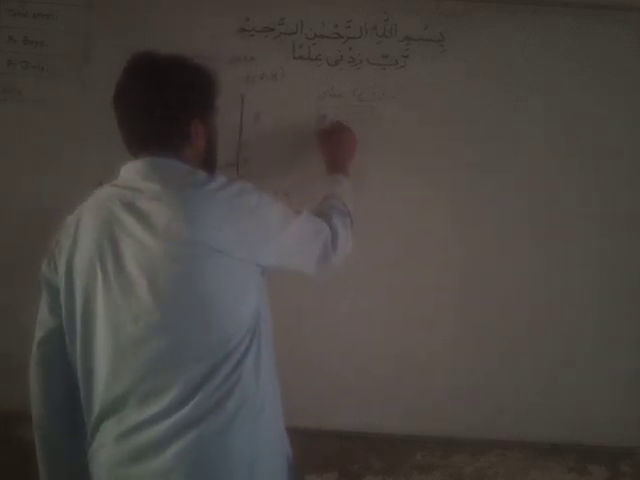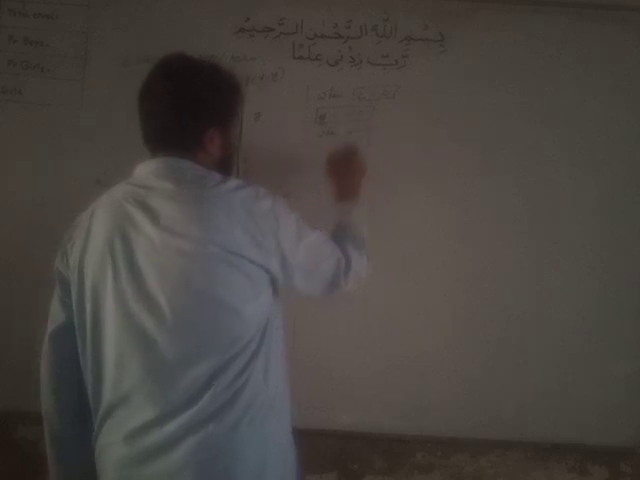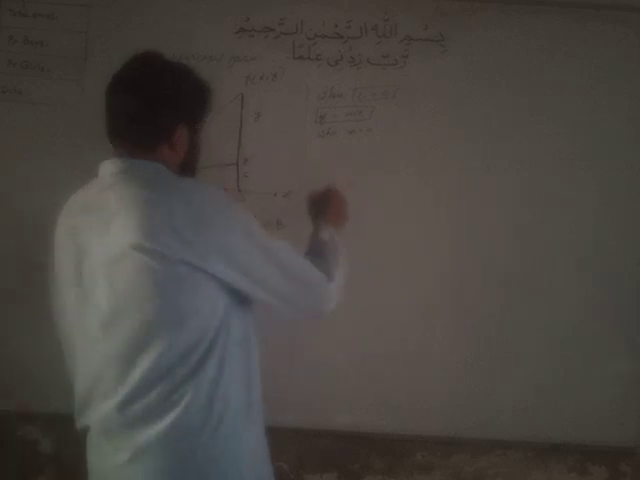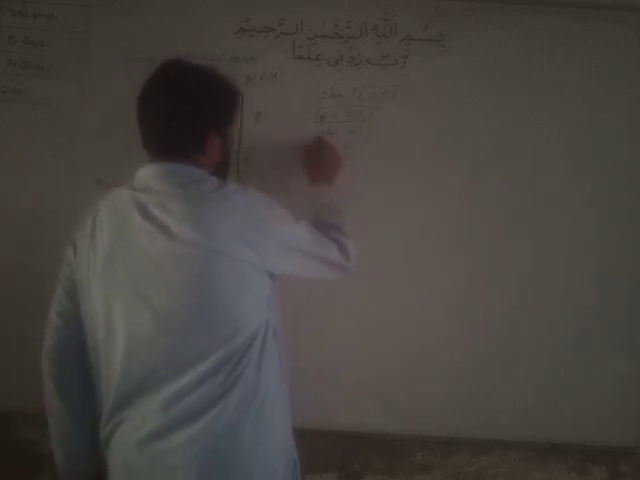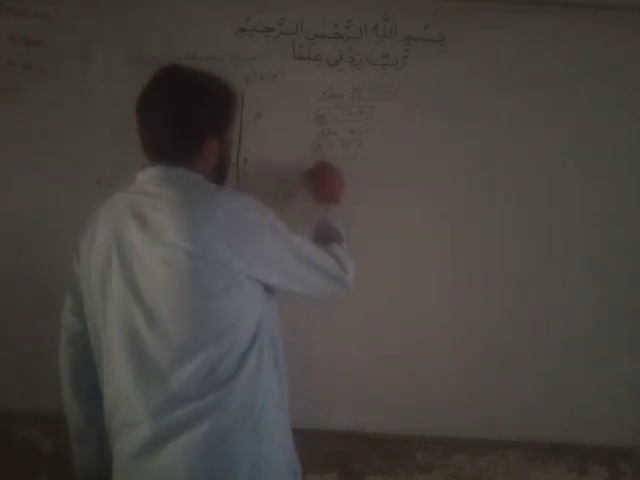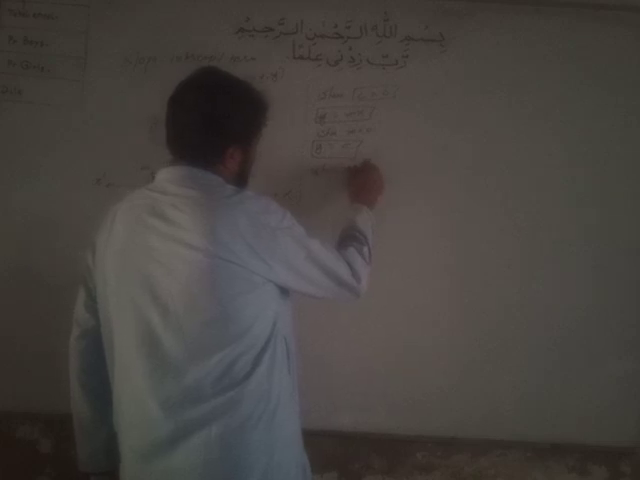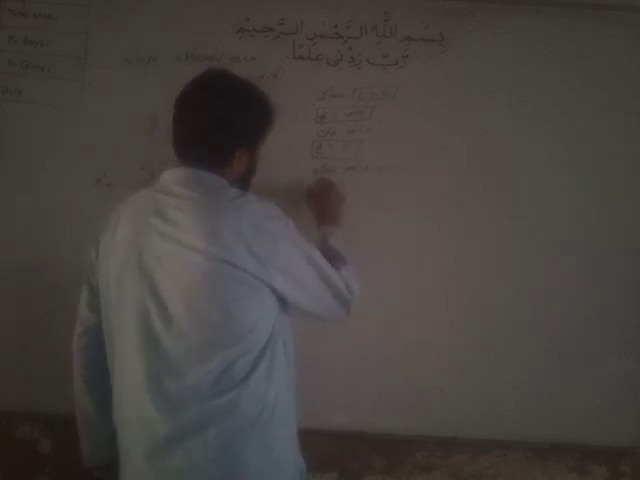When m is equal to 0, it means slope is equal to 0. Then we can say y is equal to c. It means the line is parallel to the x-axis. When m is equal to 0 and c is equal to 0, then y is equal to 0. It means the line is the x-axis itself.